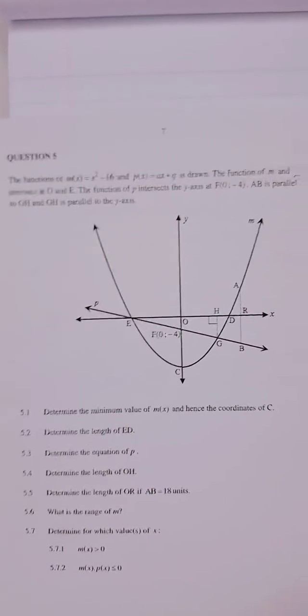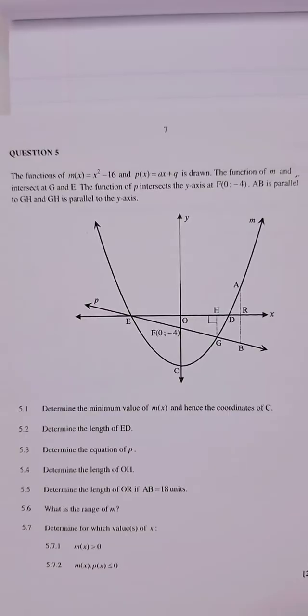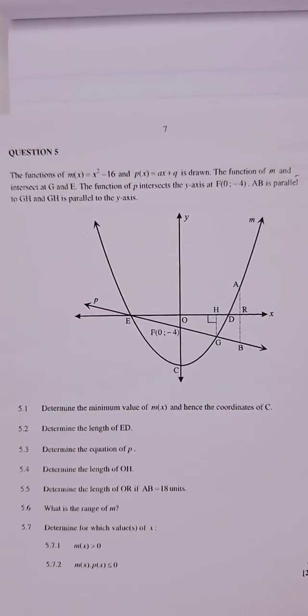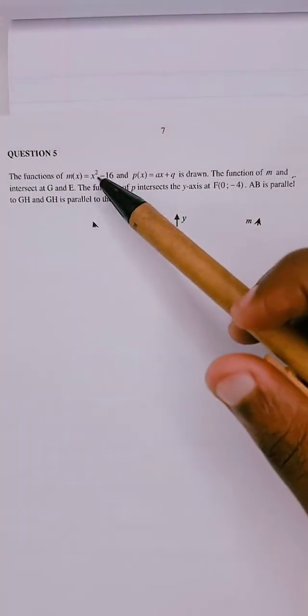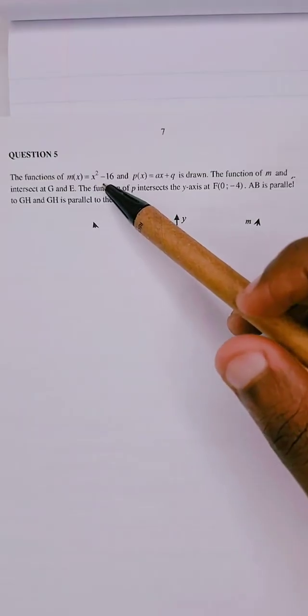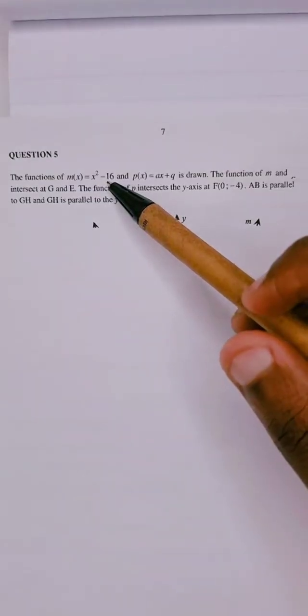Are you guys ready? Okay, you are. All right, let's look at this and unpack it piece by piece, line by line. The function m of x is equal to x squared minus 16.